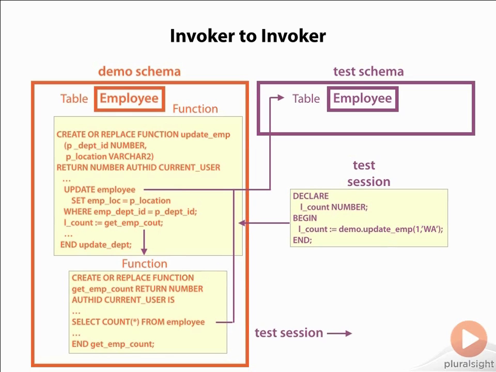So, when a session calls an invoker's write subprogram, it will run under the privileged set of the test user, and external references will get resolved in the test schema. And when that subprogram calls another invoker's write subprogram, then it will run under the privileged set of the invoker, and external references in the DML statements as well as the dynamic SQL statements will get resolved in the invoker's schema.